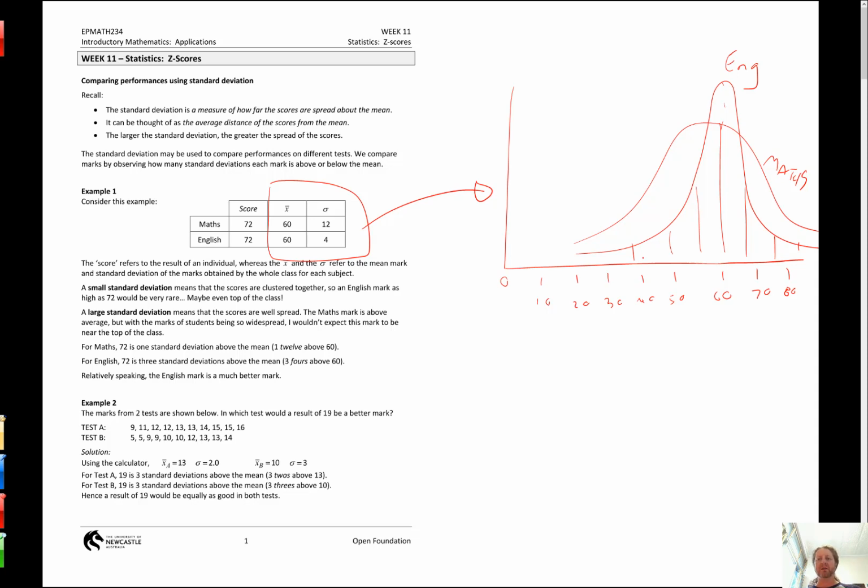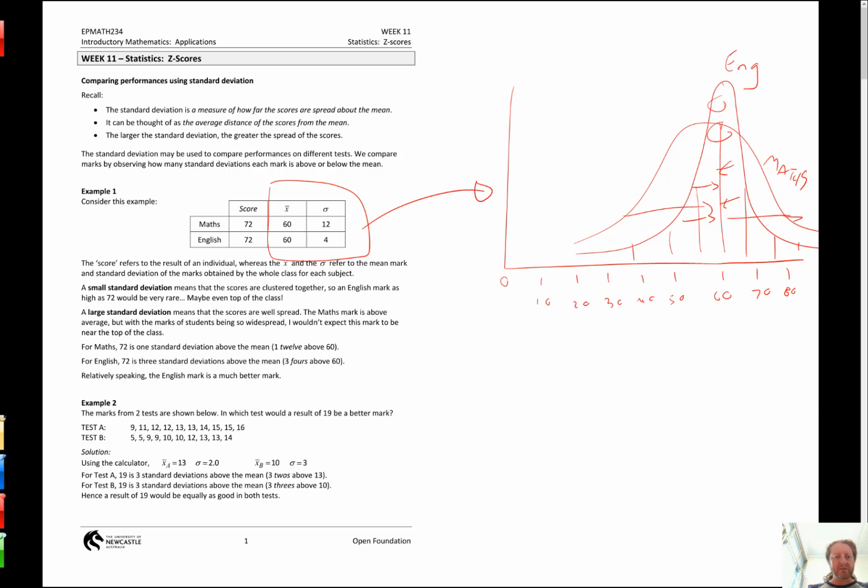But that's the concept, that maths and English had the same peak, but English was tall and skinny with not much variation, and maths was shorter and fatter with a lot of spread on it. Okay, so as we're seeing, a small standard deviation means the scores are clustered together. That's what I've done with English. The scores are very, very close to the mean. And a large standard deviation means they were much further from the mean. Okay.